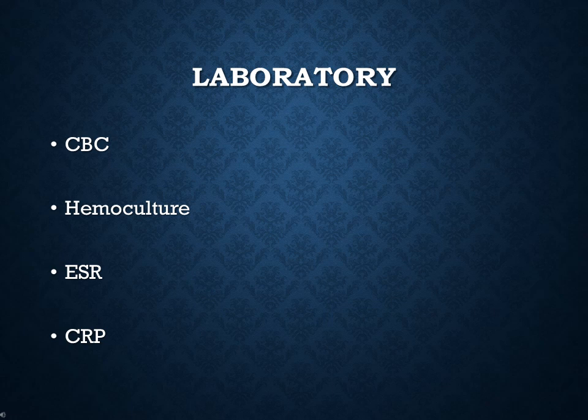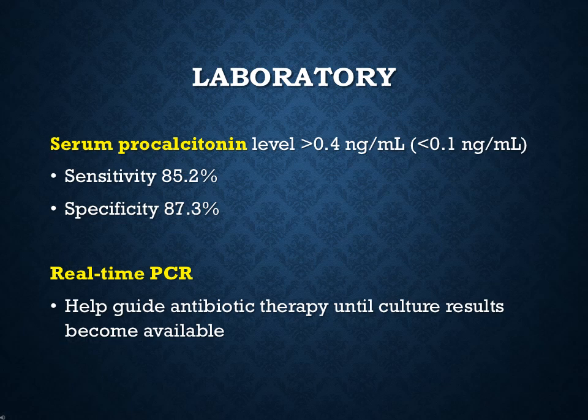CRP is a more acute phase reactant. It rises rapidly in active infection and falls quickly with effective therapy, making it especially valuable for monitoring response to treatment and detecting persistent or recurrent infection. In addition to routine inflammatory markers, newer investigations also have a role in osteomyelitis.